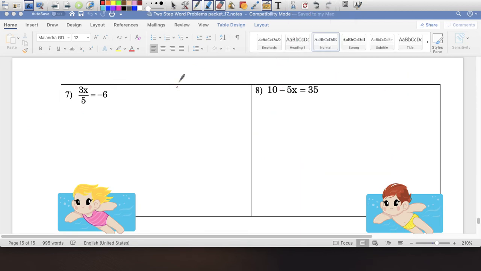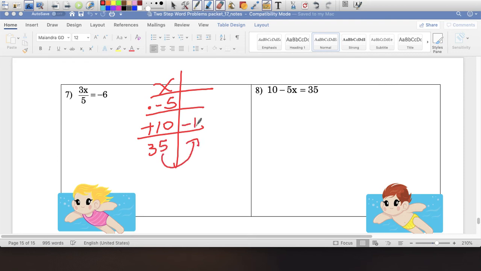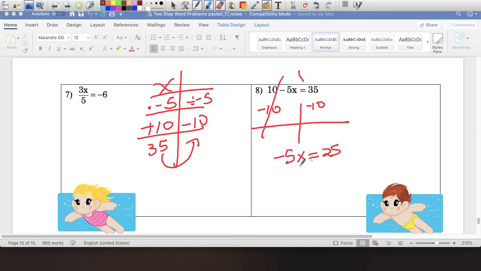Here's my story again. This variable x multiplied by negative 5, add 10, equals 35. Going backwards here, we're going to do minus 10 and then divide by negative 5. Minus 10, minus 10. These two go away. Negative 5x comes down, and I get 25. Divide by negative 5, divide by negative 5, x equals. Positive divided by negative is a negative, and 25 divided by 5 is 5, so x equals negative 5. That's my answer.